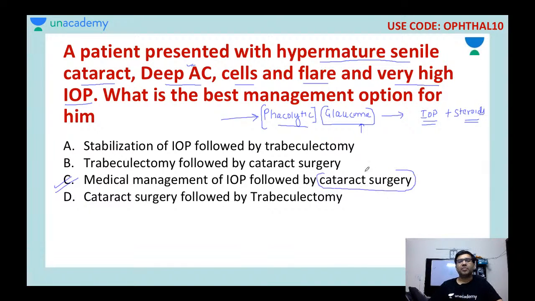Okay. So medical management of the intraocular pressure followed by the cataract surgery is the first and the most important treatment strategy in any type of lens induced glaucoma. This is true for any type of lens induced glaucoma. Whether it is a phacomorphic glaucoma, a phacolytic glaucoma, or a lens particle glaucoma, in all of the cases, this is the treatment strategy.